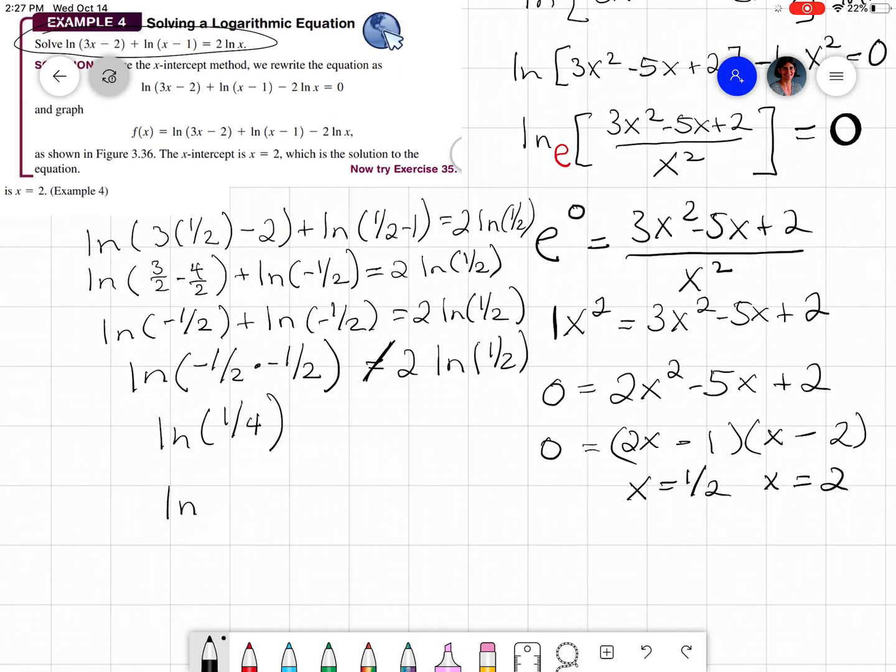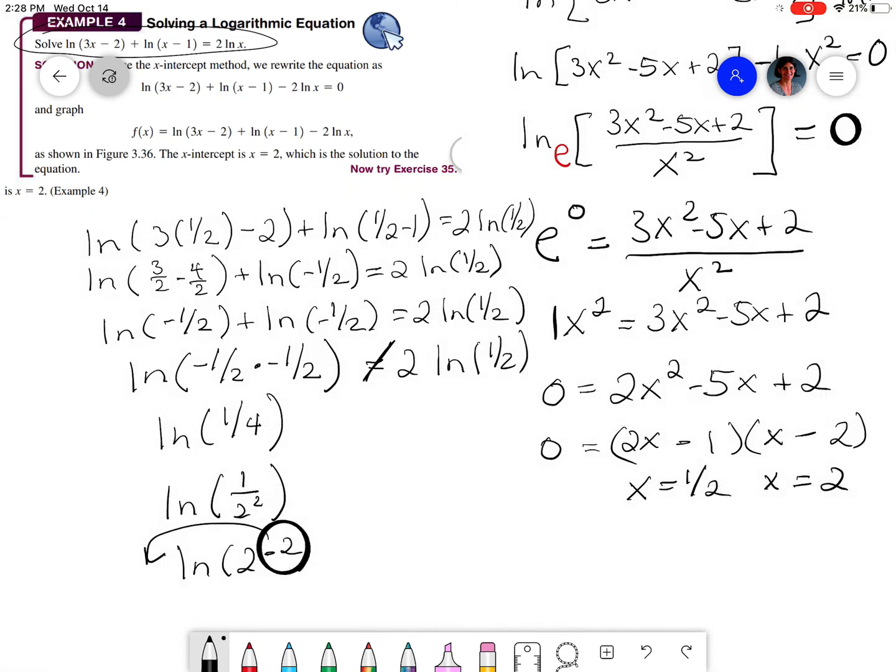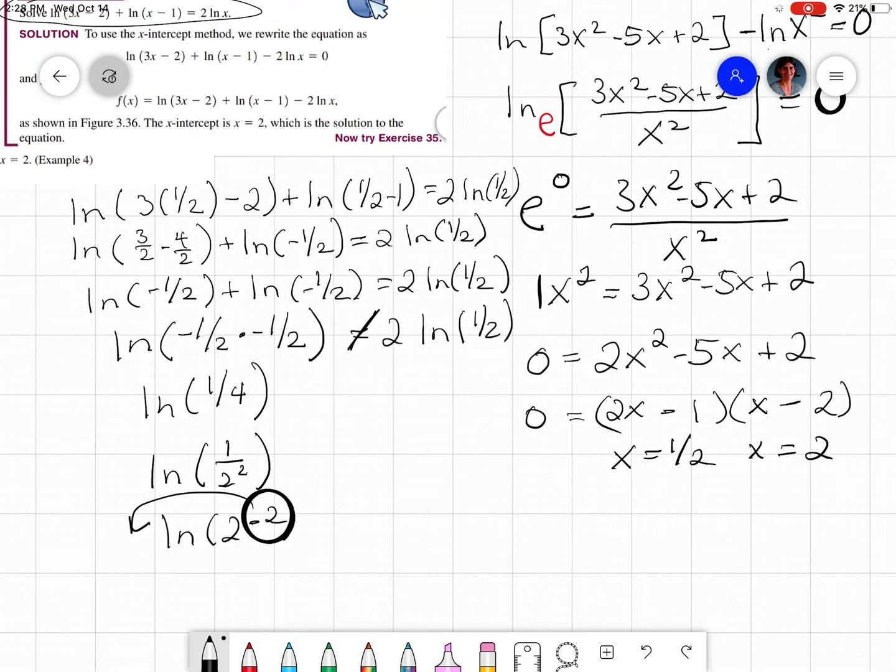All right, and a positive 1/4 can be rewritten as 1 over 2 squared. This can be rewritten as ln of 2 to the -2. And you're going to see that that does not equal. If I want to rewrite this, I can take this -2, and this -2 can come out using the power rule. And we're going to see that when we have a -2, it's different because this is a positive 2. And that's why those two don't equal.